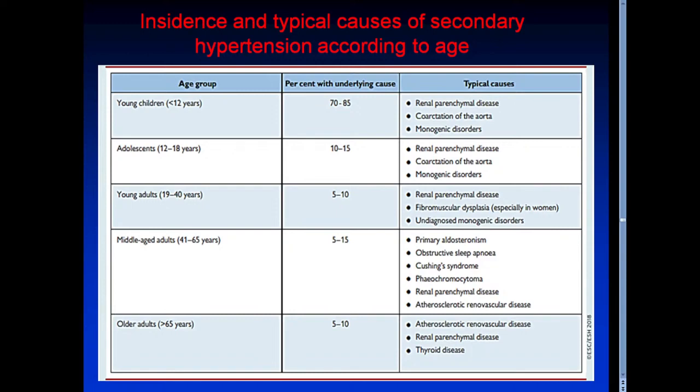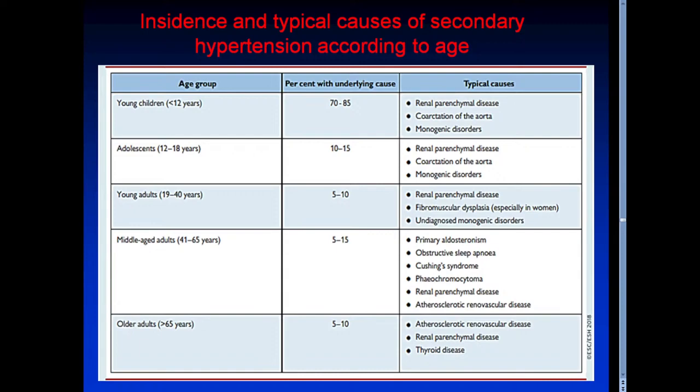Incidence and typical causes of secondary hypertension according to age. In young children, less than 12 years, the percent of patients with an underlying cause, so with secondary hypertension, is 70-85%. It can be renal parenchymal disease, coarctation of aorta, or monogenic disorders.